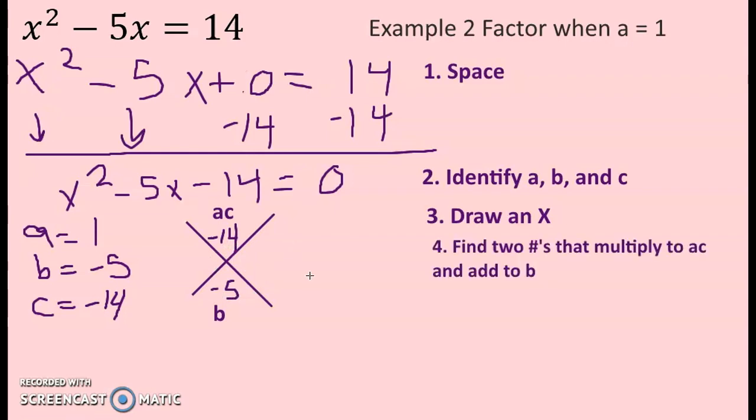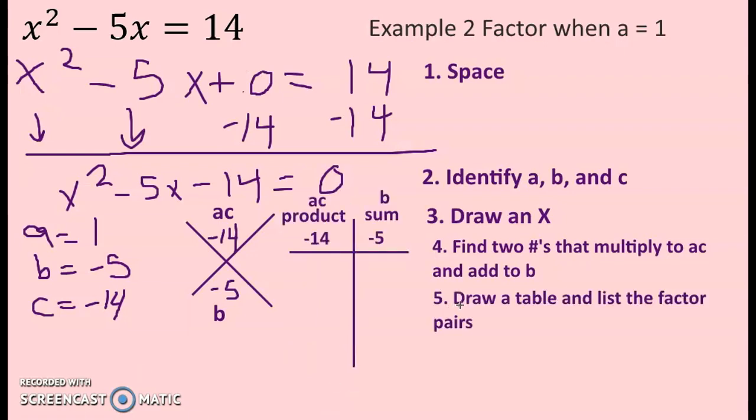And to do that, we're going to draw a table. So step 5, we're going to draw this table and list the factor pairs of -14. So we have 1 and -14, 2 and -7, and then of course we also have 14 and -1, and 7 and -2.